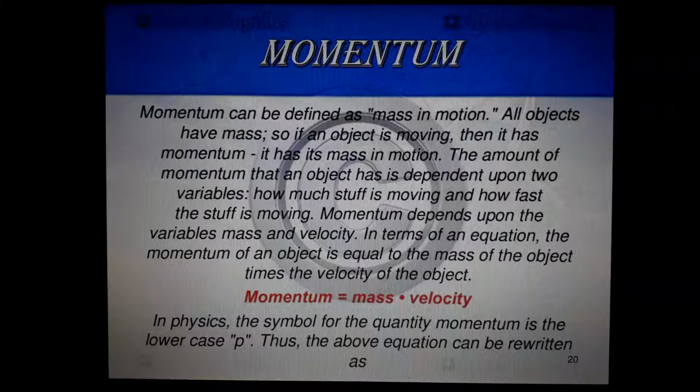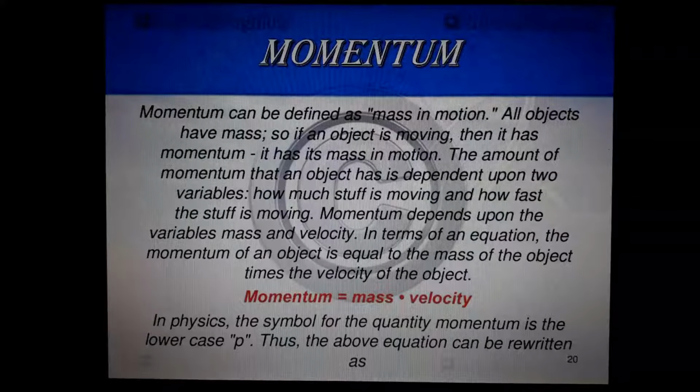Why am I telling this? We will discuss that. The amount of momentum that an object has depends upon two variable things. Momentum is a property of a moving object which has mass. Mass in motion is called momentum. So, how to describe momentum? How much stuff is moving and how fast the stuff is moving. If the mass increases, momentum increases. And if the velocity increases, momentum increases.